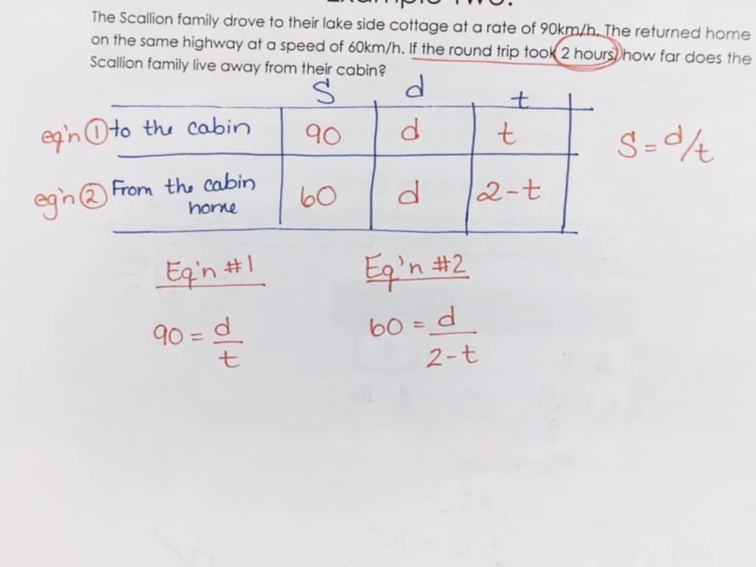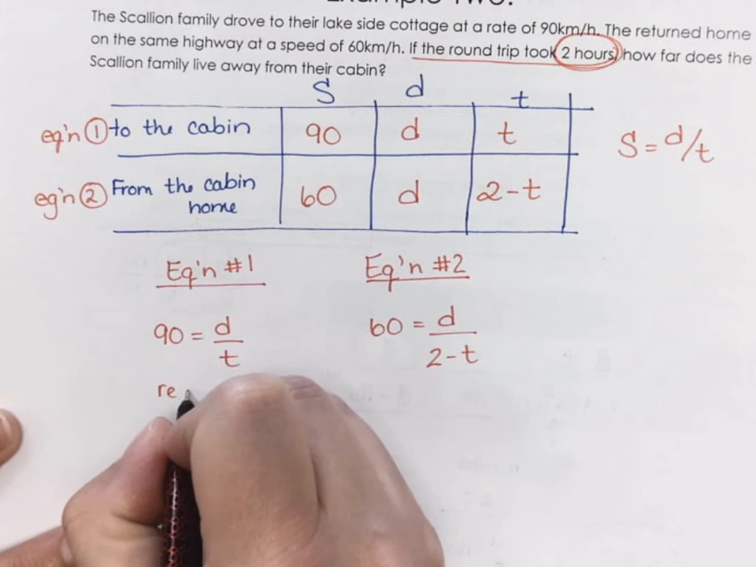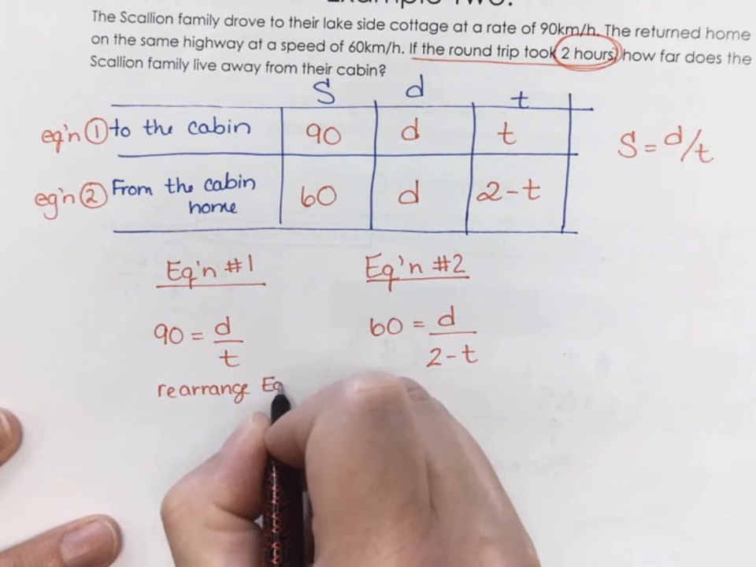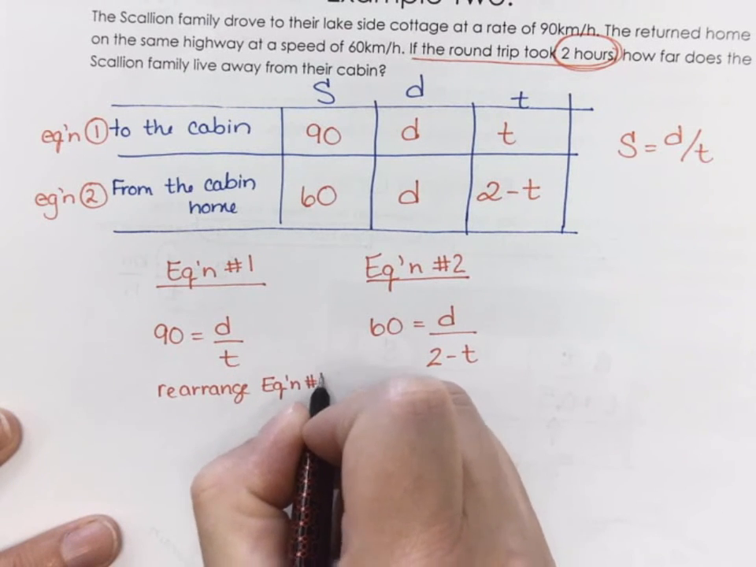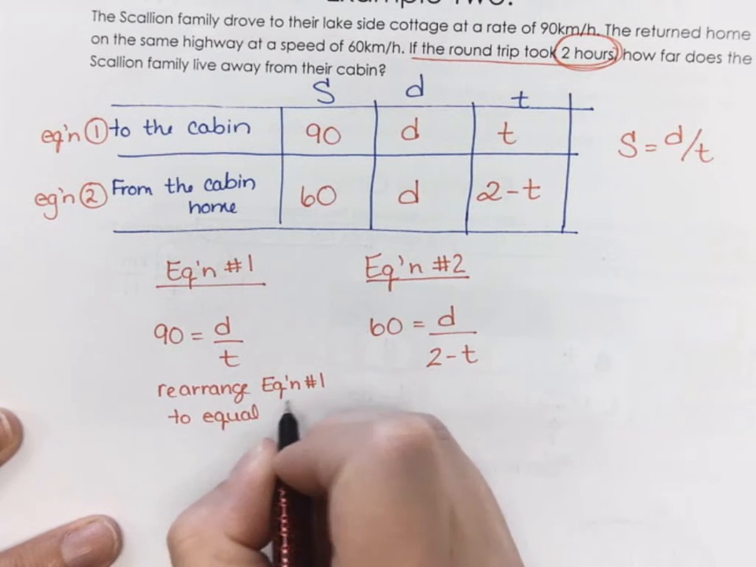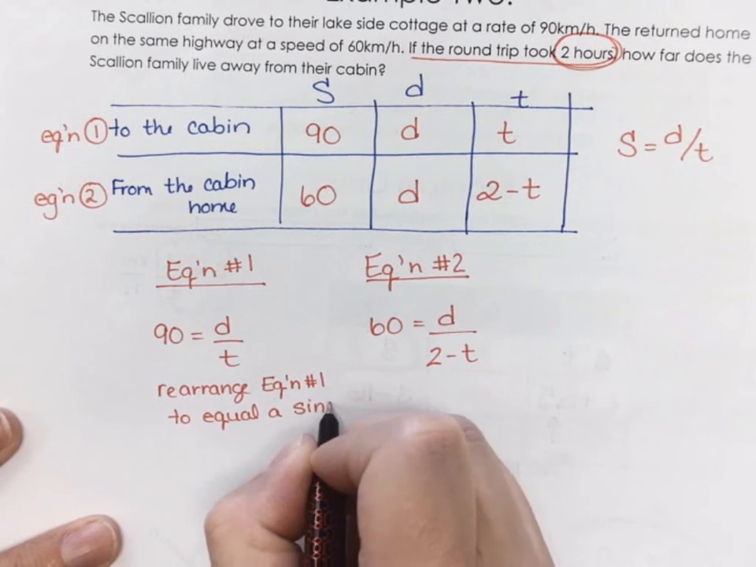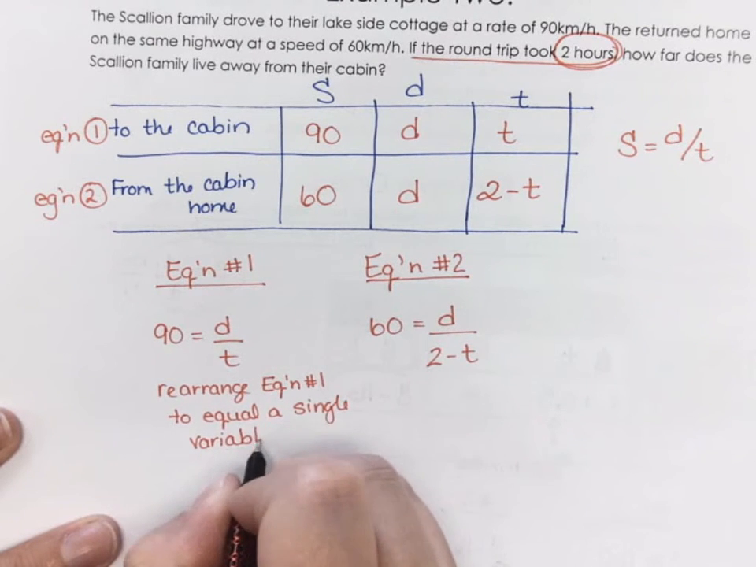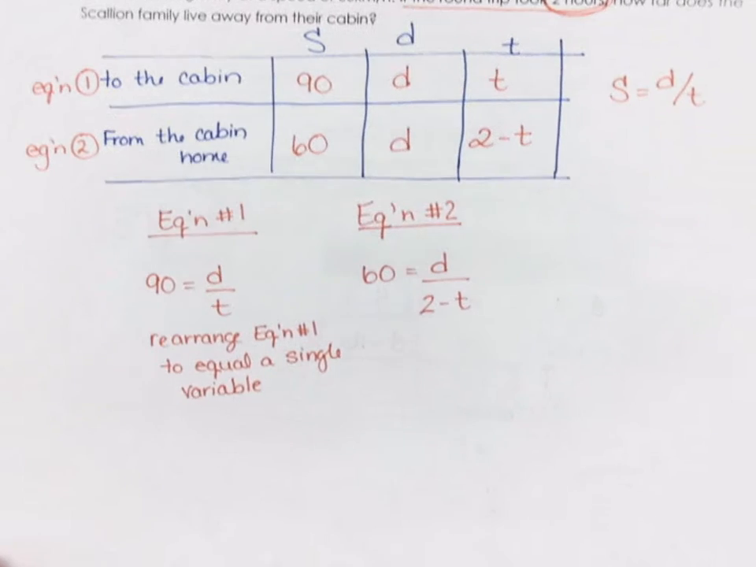Now the last question, it was really nice because it equaled a single variable. This one does not equal a single variable. But I can rearrange equation 1. So that's what we're going to do now.